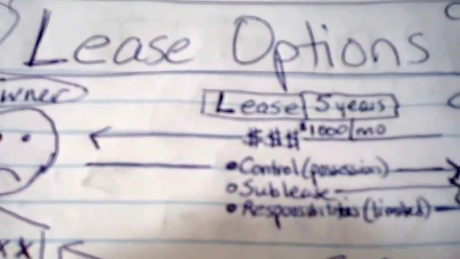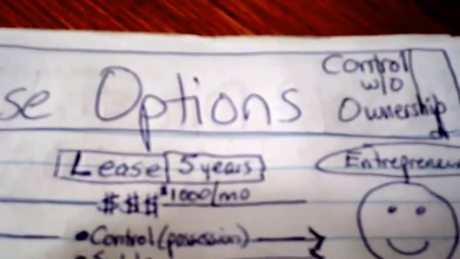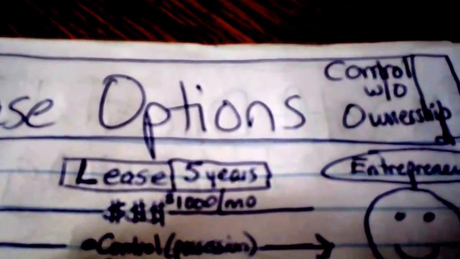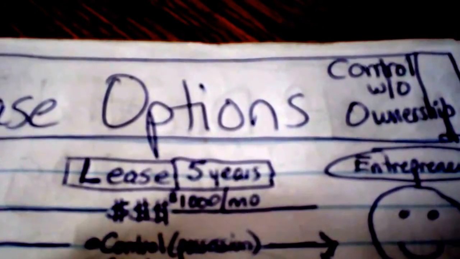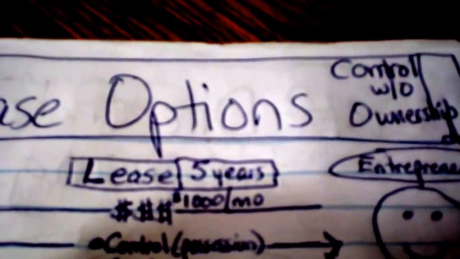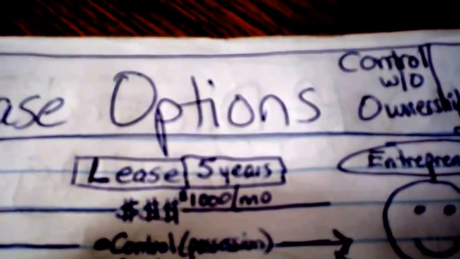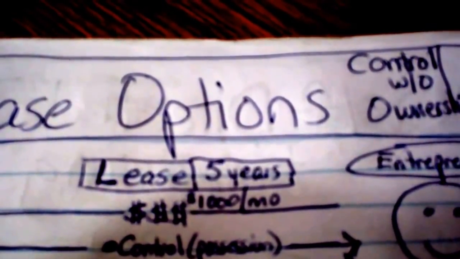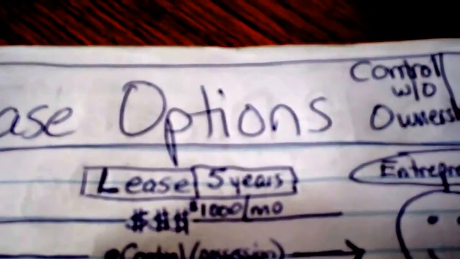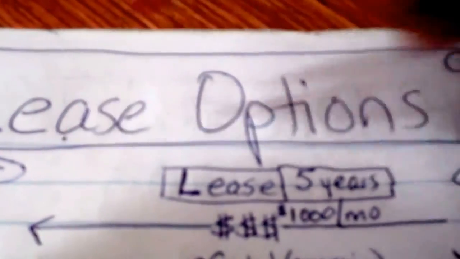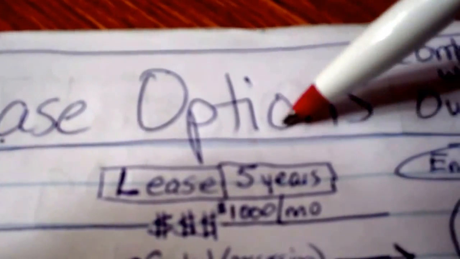I'll give you an example in a second. And then an option is a contract that allows you to control the price of the property. So you have an option to purchase it. You're not actually purchasing it yet, but you give something to the seller or the owner of the property for the right to buy it during a certain period of time. That period of time can vary and depends on your negotiations. So in essence, you're controlling the income on the property and you're controlling the price of the property.